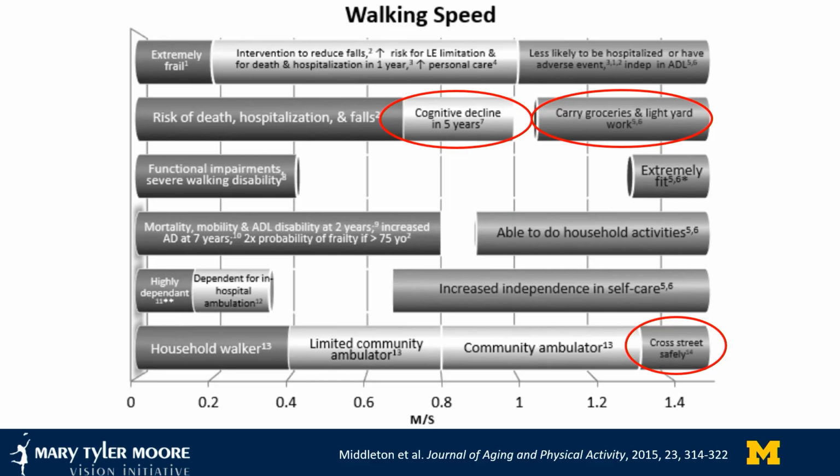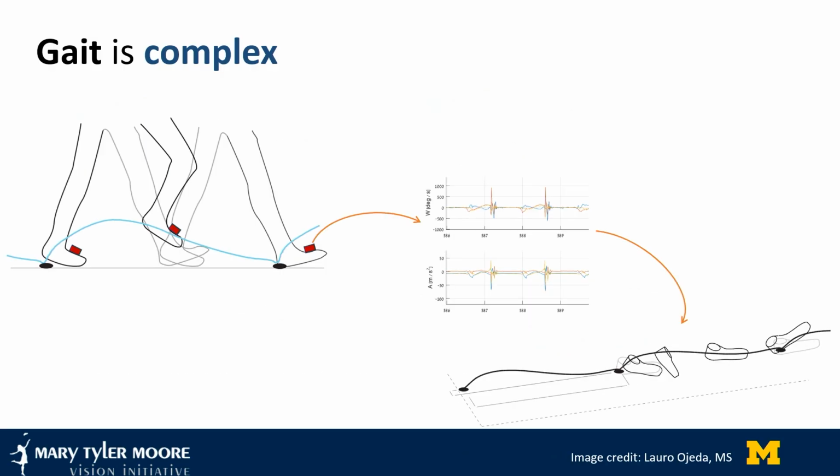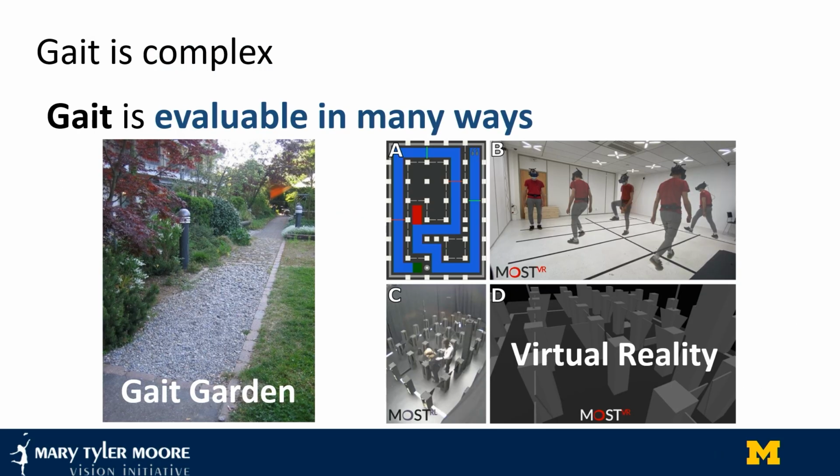The average walking speed of those who can safely cross the street independently highlights the mobility challenges that we all face in daily life, and the fact that losing the ability to carry your groceries or do light yard work may be associated with cognitive decline in the next 5 years is fascinating. Gait is not only important, it is complex, and it's thus rich in nuanced information. This image from my collaborator, Laura Ojeda, shows what traces from a wearable inertial measurement unit, or IMU, on the dorsal surface of the foot might look like, and how these can be used to recreate the motion of that foot. We can look not only at pace, but at symmetry or smoothness, and at variability of gait.